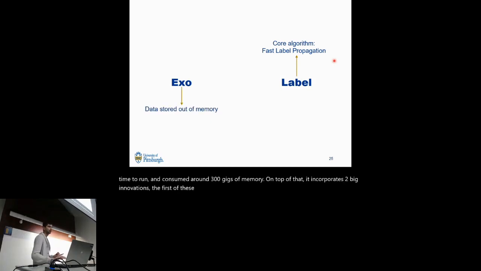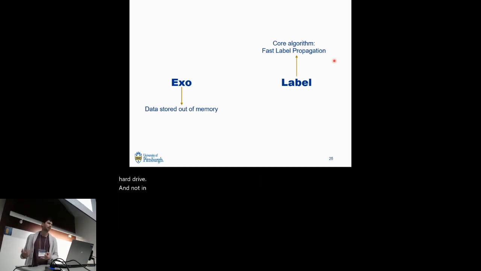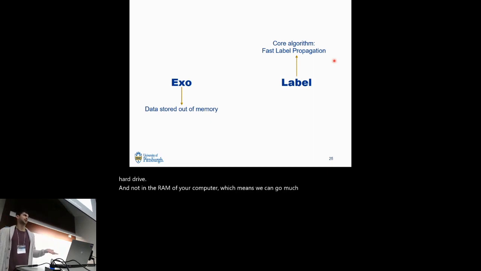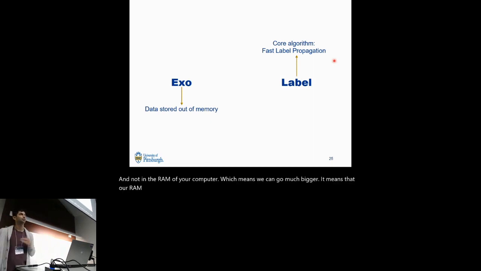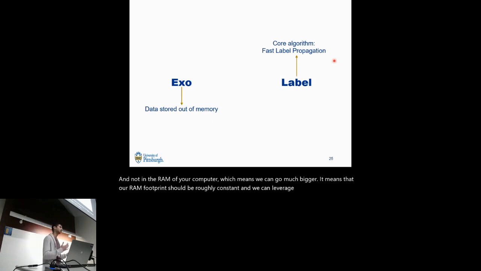The first of these is that as much as we can, we're storing stuff on disk space like your hard drive and not in the RAM of your computer, which means we can go much bigger. It means that our RAM footprint should be roughly constant, and we can leverage the significantly cheaper hard drive space.